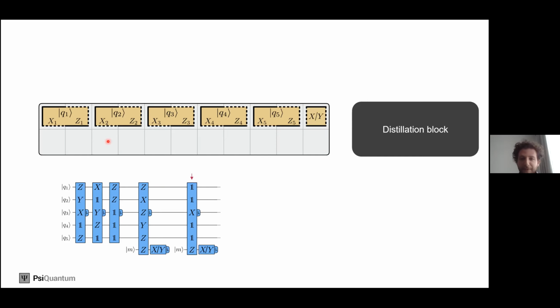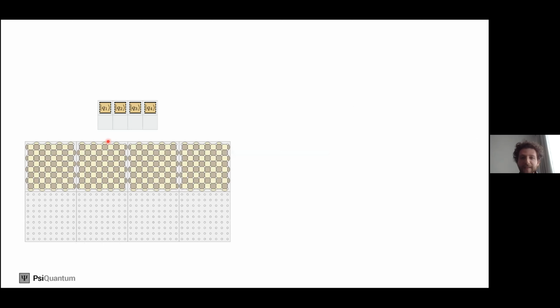Okay, so this was sort of a brief overview of how you execute logical operations with surface codes and lattice surgery when you have a circuit-based quantum computer. But how does this work for fusion-based quantum computing? We'll look at a simplified example, still for circuit-based quantum computing for now.